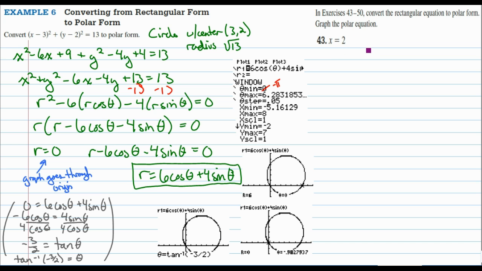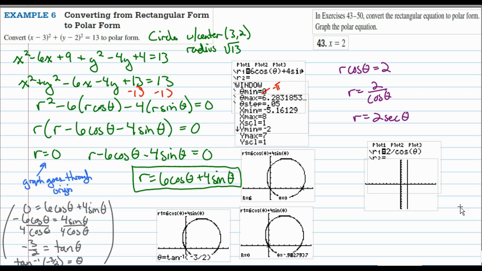So first I'm going to convert x into r cosine theta equals 2. So that means that r equals 2 over cosine theta, which is just r equals 2 secant theta. Check that on my graphing calculator, and by using 2 over cosine theta as my r1, I was able to get, in fact, a vertical line at x equals 2.